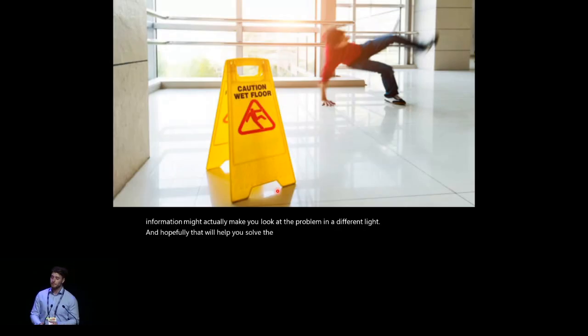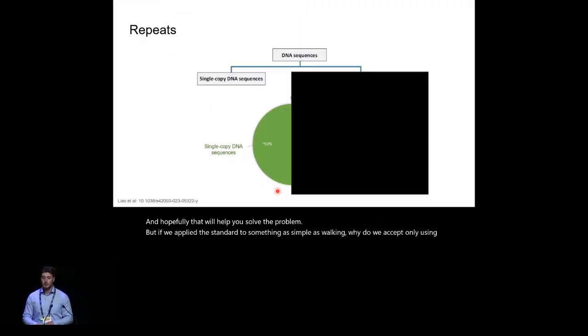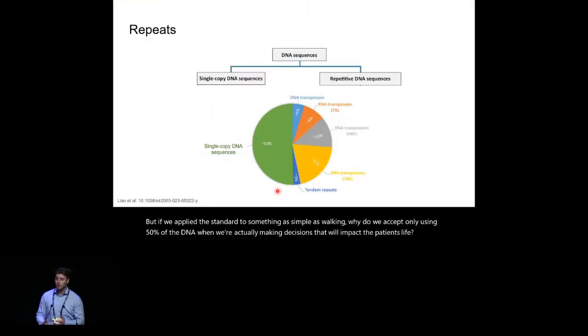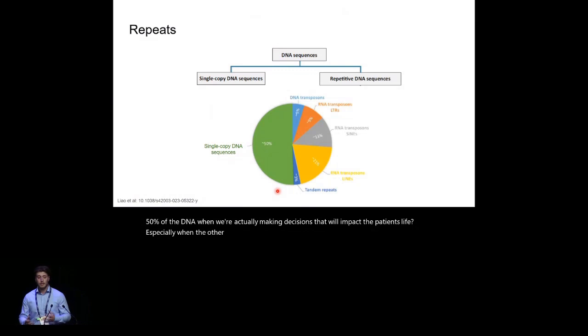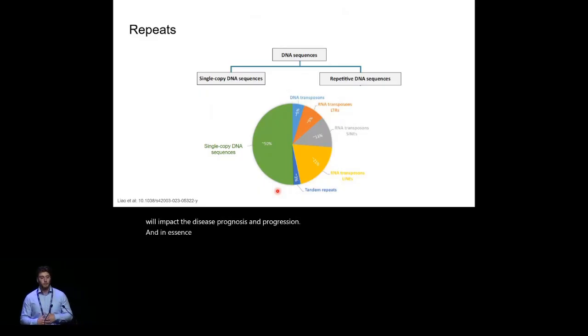But if we apply this standard to something as simple as walking, why do we accept only using 50% of the DNA when we're making decisions that will impact a patient's life? Especially when the other 50% of the DNA still has many functional and regulatory elements that will impact disease prognosis and progression. And in essence, this is the goal of my project.